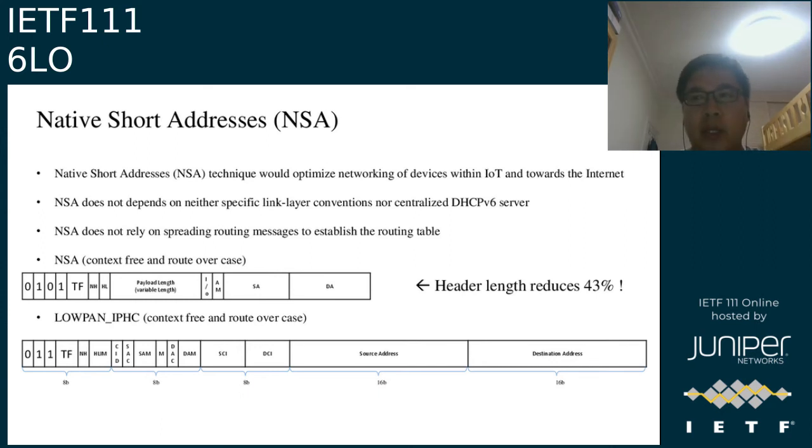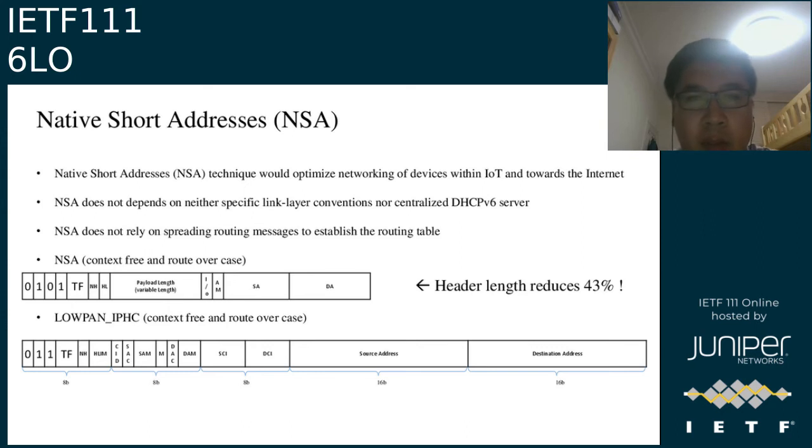So what we want to do here is to propose a new solution based on native short address, NSA. It will optimize networking of devices within the LT domain while facing towards the internet. It depends on neither specific lower layer conventions nor a centralized DHCPv6 server. And more, no routing table is needed anymore, thus eliminating route messages. And considering the most common route-over network case, the NSA approach will have 43% header length reduction compared to 6LoWPAN.